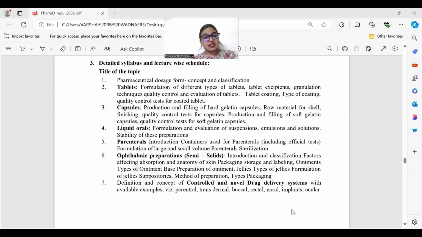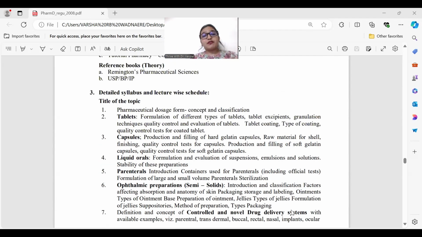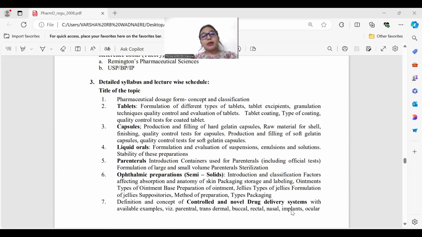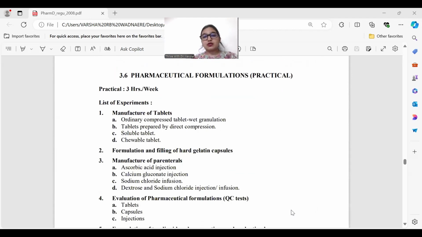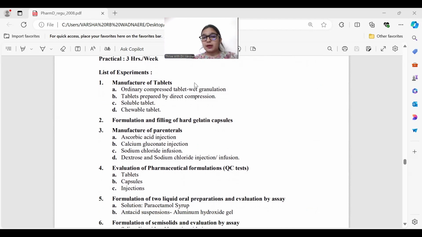novel drug delivery system. Now you'll be learning all this and you'll be performing all this, how to make and how to formulate all these products in your practicals also. You'll be having 3 hours of practical per week. That is how to manufacture tablets. Now there are different types of tablets, you have learned that. Now you will actually be performing this practical and making those types of tablets.